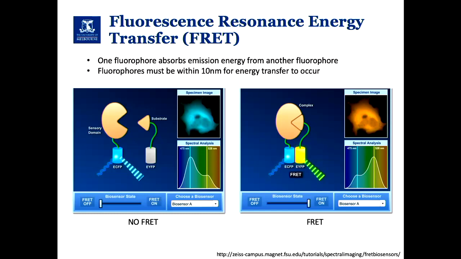If this complex forms, so these two substrates and sensory domain interact, this brings these two fluorescent molecules within that 10 nanometer range, which means when we excite the CFP molecule, rather than emitting in the blue range, it's going to transfer that energy to the YFP molecule, and we see the emission in the yellow wavelength, so 528 nanometers. Okay, so we're getting a readout of the proximity, the interactions between these molecules through this FRET, and how the emission changes.